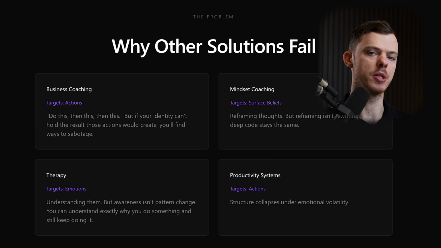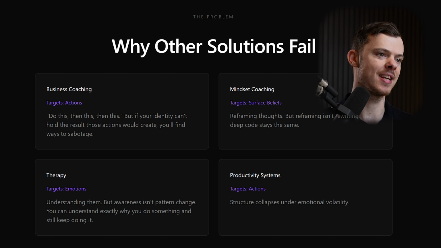Next, we have therapy, which primarily targets emotions. And it's really the understanding of emotions. But awareness isn't pattern change. You can understand exactly why you do something and still keep doing it.